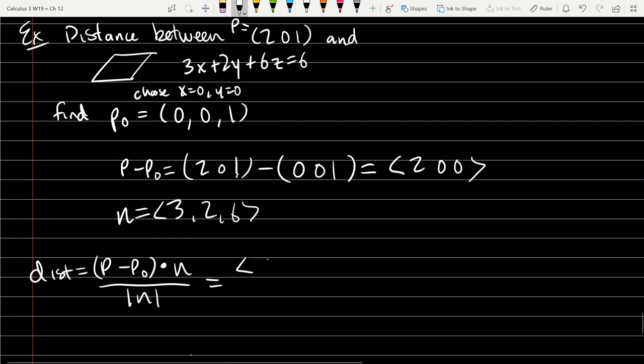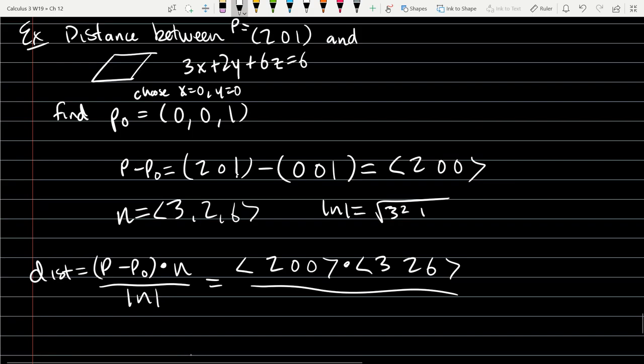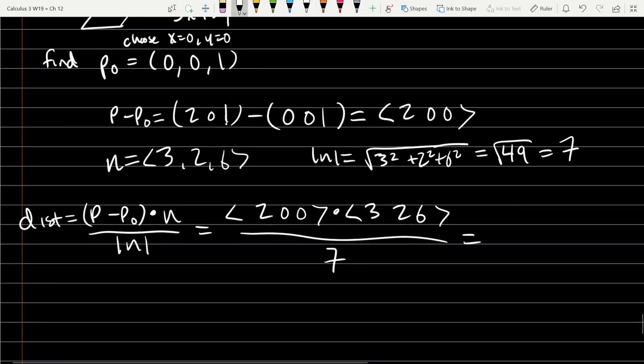We're going to do the dot product, (2, 0, 0) dot (3, 2, 6). And then the magnitude of N, the square root of 3 squared plus 2 squared plus 6 squared, which is the square root of 49, which is 7. Alright, the dot product is easy because there's 2 times 3, plus 0 times 2, plus 0 times 6, which is 6. So we've got 6/7 as our distance.